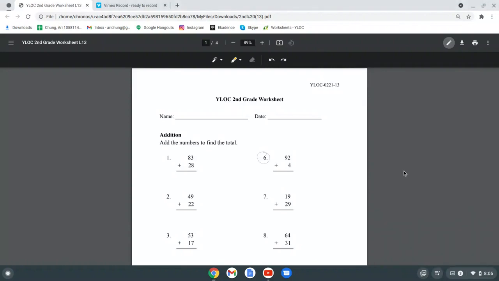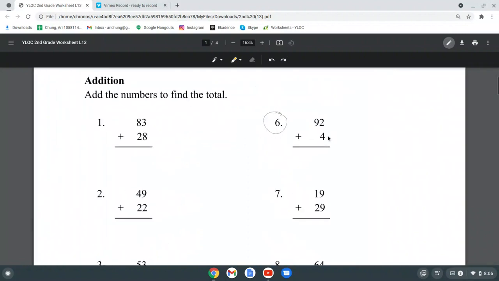Today we'll be doing YLOG 2nd grade worksheet, lesson 13. We'll be doing addition. Add the numbers to find the total. Here we have number 6, and we'll be adding 92 and 4.